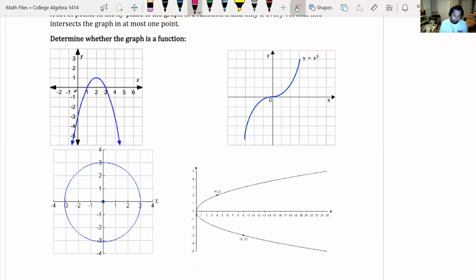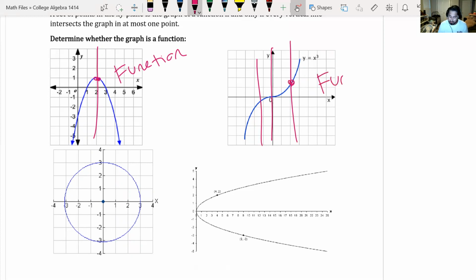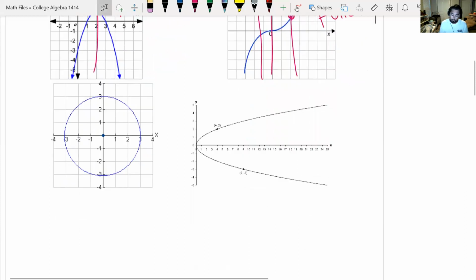Draw a vertical line through the first one, and we only intersect once, which means this is a function. All right, the one on the right, y equals x cubed, draw a vertical line through it anywhere, and no matter what, you will only intersect it once. So this is a function.